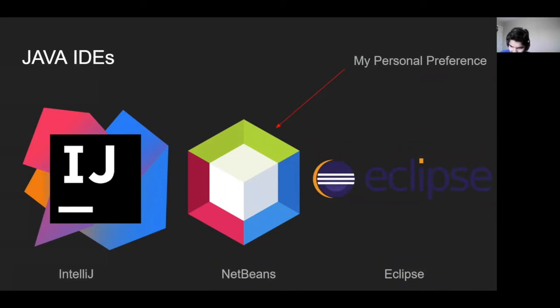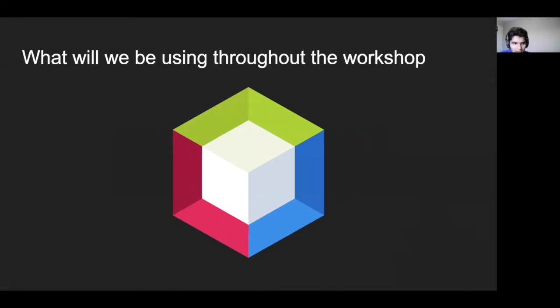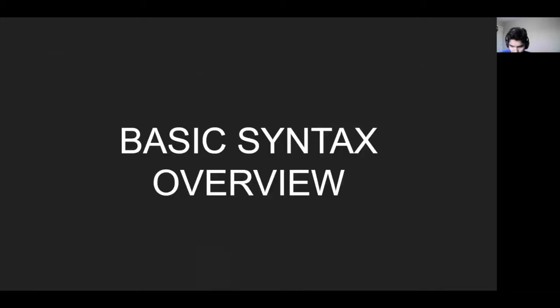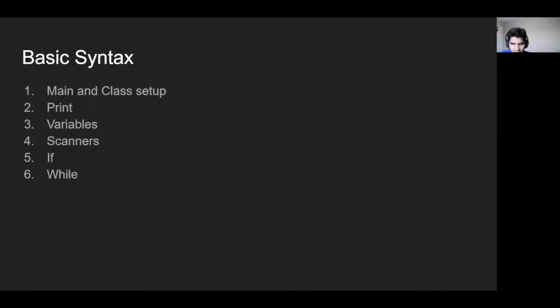As we did last class, we're going to primarily be working with NetBeans. I chose NetBeans because it's simple enough that I think everyone can code along if they choose to, but it also has some additional features if you want to go more in depth with the projects you're doing. We'll quickly overview basic syntax. Last class we learned about main and class setup, print lines, variables, scanners, and if and while loops.